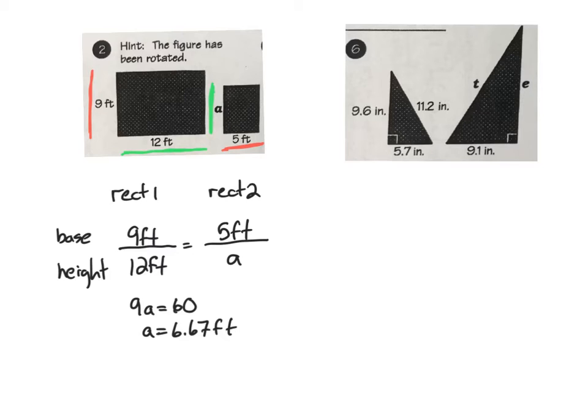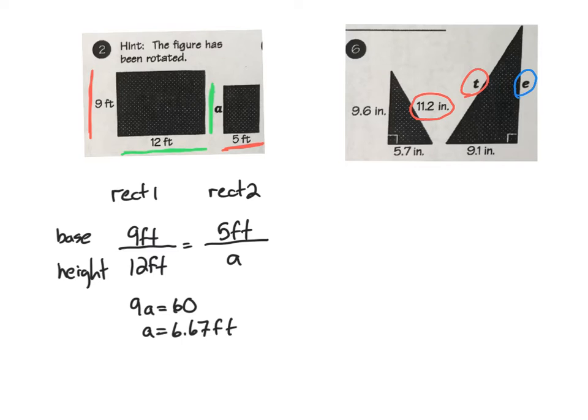Here in problem number 2, we are comparing triangles now. The one thing that's a little bit different with this one is that we have two missing side lengths now, T and E. You can't find both at the same time though, so we're going to have to compare both of them to the base because the base is the only side that we know for both figures. So let's start with T. The corresponding side to T, as T is the hypotenuse of that right triangle, is the 11.2 inches.